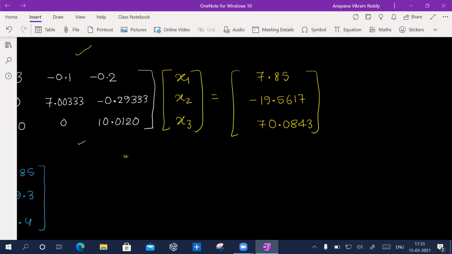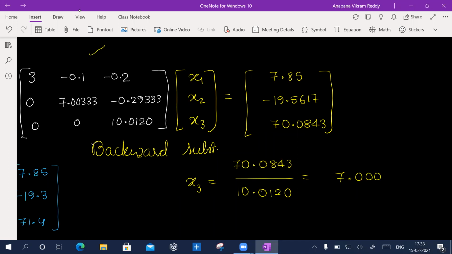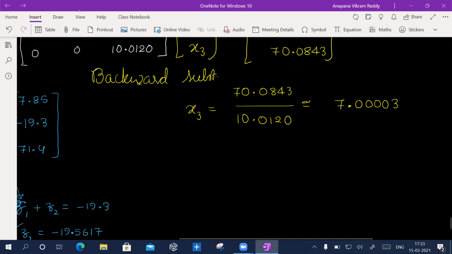So you exercise that, and now x3 is equal to 70.0843 divided by 10.0120. So you must get almost the same answer, approximately 7, like what you obtained. Yeah, you will get approximately 7. Similarly, x2 you must get like minus 2.5, and x1 is 3. Okay, sir. So finally you list out the stuff.